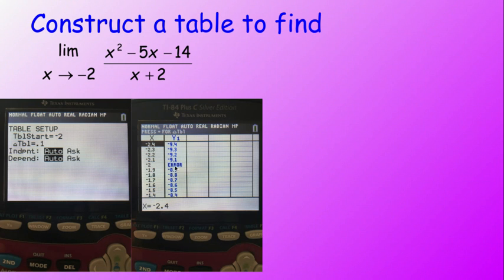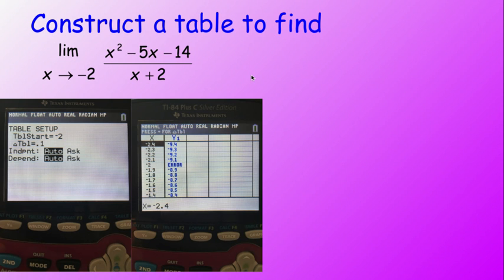So at negative 2, we can see that it says error, which we knew because negative 2 is not in the domain, right? This function does not exist at negative 2, so it's going to give you an error. But we're more interested in what's happening around negative 2. As we get closer from the left and the right-hand side, it looks like we're getting closer to negative 9. If you're not sure, how do we know it's not negative 9.01?